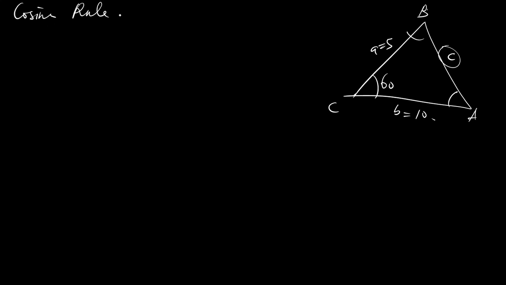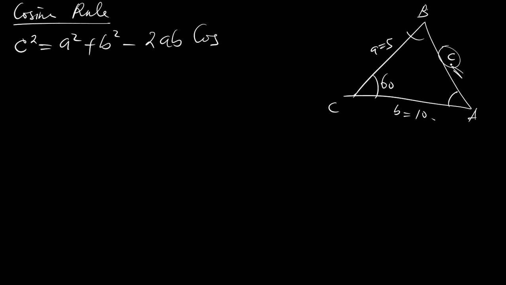Now, since we have gotten B to be 10 centimeters, let's draw the triangle again. You have A, B and C. Here is 60, here is C, here is your A, which is 5. We now have our B to be 10. We needed this value to be able to find these angles. For us to get that, we now need to use the cosine rule. The cosine rule for this unknown will be C square is equal to A square plus B square minus 2AB cos, the angle which C is opposite to, C.